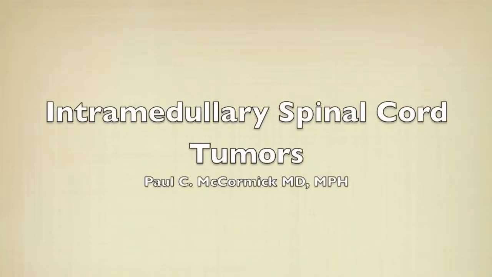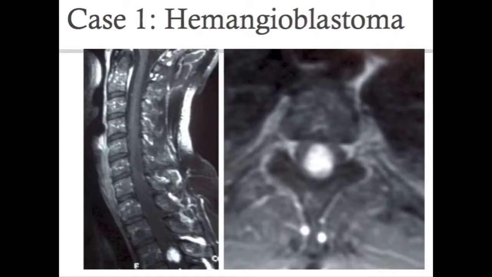This video will demonstrate some of the techniques used in the removal of intramedullary spinal cord tumors. The first case is a 44-year-old woman with an intramedullary hemangioblastoma. T1-weighted contrast-enhanced sagittal and axial MR demonstrate an intensely enhancing lesion at the T3-4 spinal level.